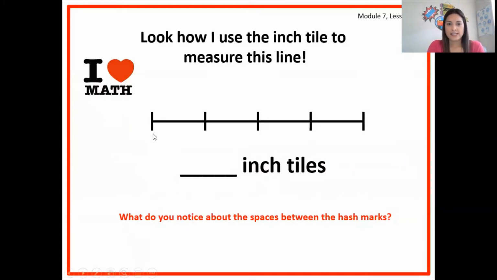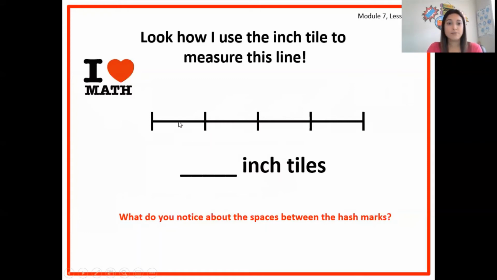So is the very first hash mark that you see there 1 inch or 0 inches? 0 inches, because I'm just getting started. I haven't marked an inch yet, so that would be 0. So then the next line would be how many inches? 1, and the next line is 2, and the next line is 3, and the last line is 4.